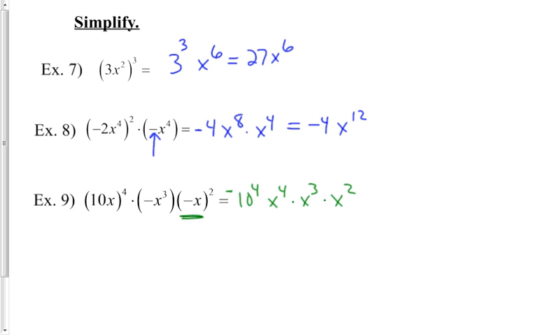Simplify it a little farther. There's still a negative in front. 10 to the 4th power. So it's basically a 1 with 4 zeros. 10 times 10 times 10 times 10. A 10 with 4 or a 1 with 4 zeros. So it'll be 1 and then 0, 0, 0, 0. So 10,000. And then x to the, add your exponents. 4 plus 3 is 7 plus 2 is 9. X to the 9th.